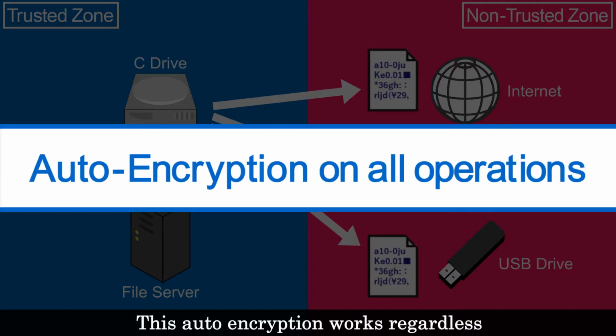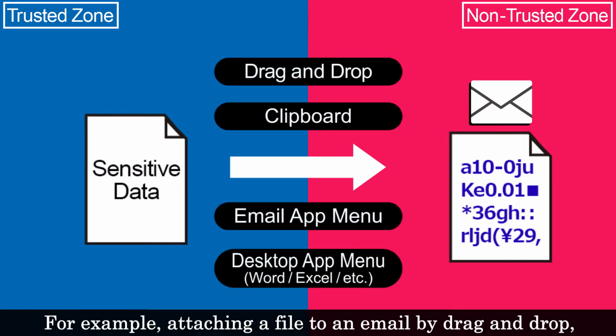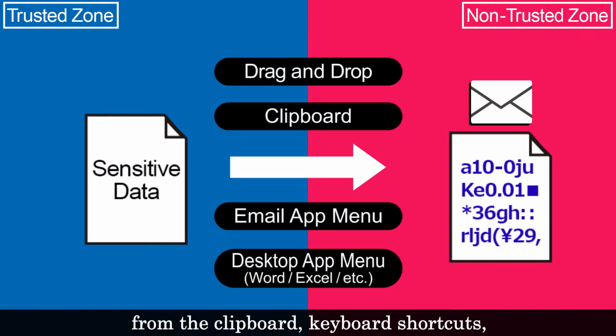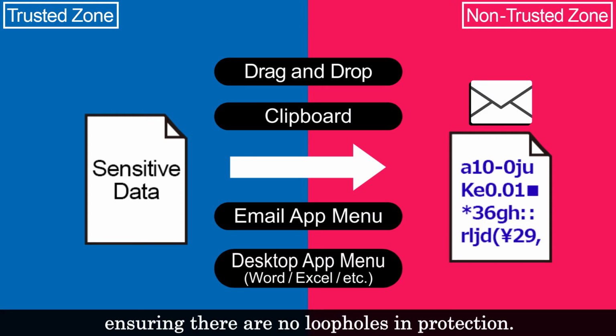This auto-encryption works regardless of how the user performs the operation. For example, attaching a file to an email by drag and drop from the clipboard, keyboard shortcuts, or through the application's menus are all equally protected by SDS auto-encryption, ensuring there are no loopholes in protection.